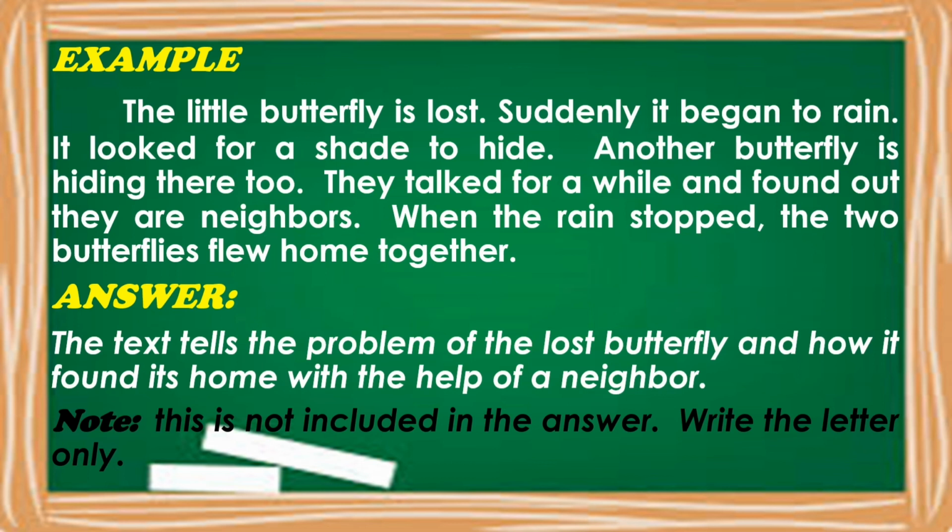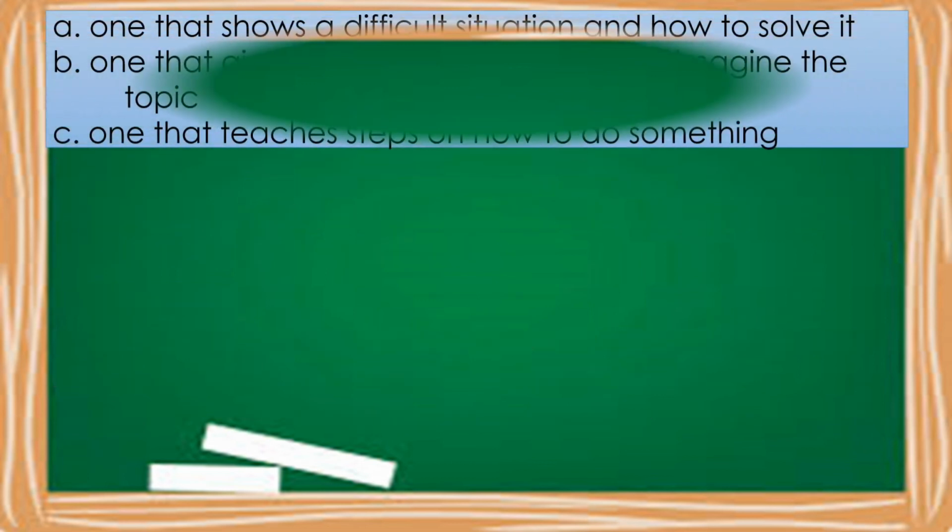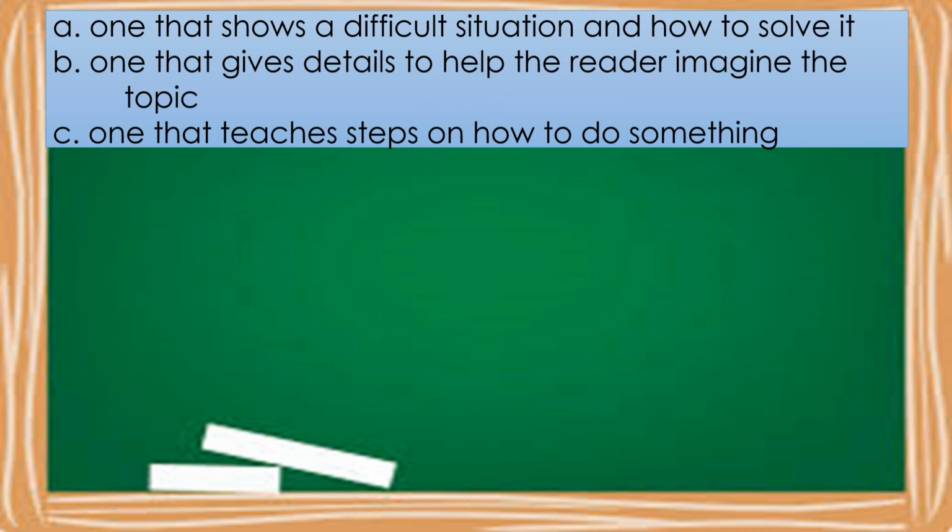Here are the choices. Letter A. One that shows a difficult situation and how to solve it. B. One that gives details to help the reader imagine the topic. And letter C. One that teaches steps on how to do something.